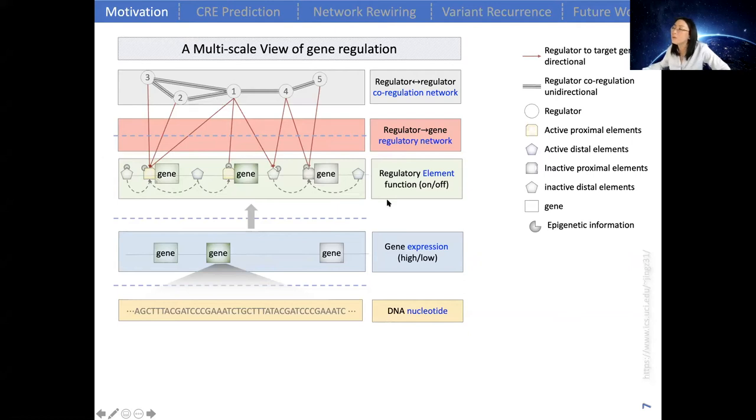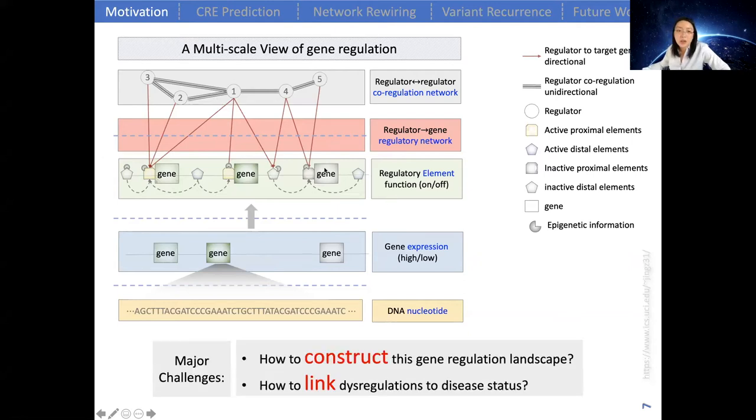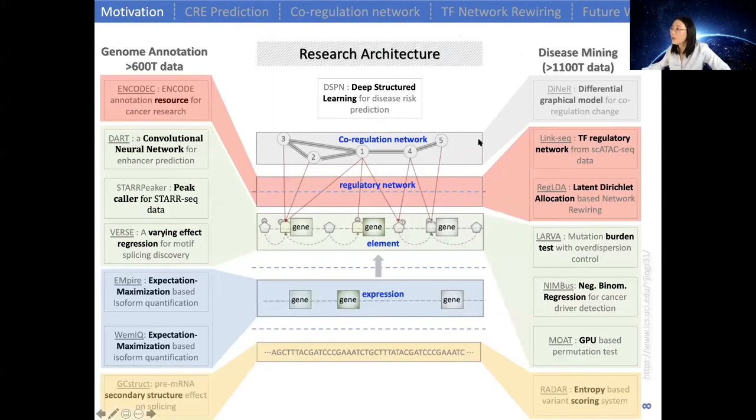With this multiple view of gene regulation in the human genome, we try to answer two questions. The first one is how to construct this regulation grammar in different cell types. And the second one is, with this regulation grammar, how do we link the dysregulations to the disease status? Here are a lot of tools that we have developed to construct the genome annotation on the very left, and then do the disease genome mining on the very right to investigate the genetic impacts in different diseases. So today I'm going to talk about 3 recent works.